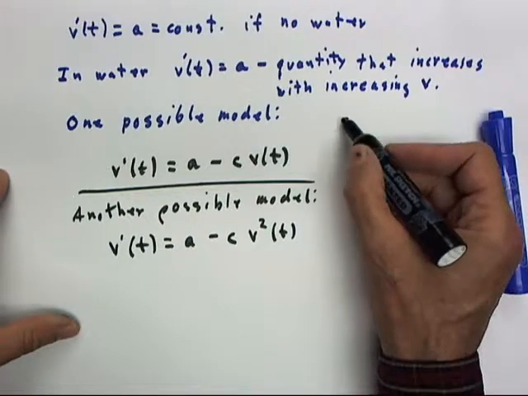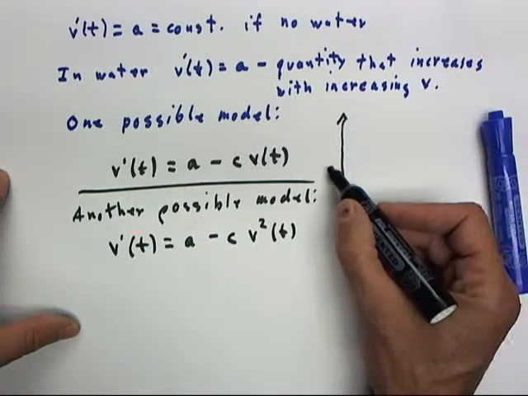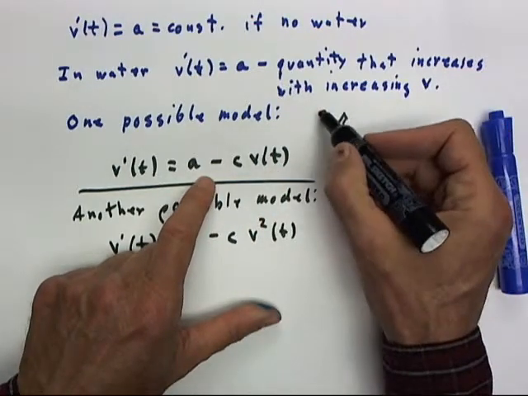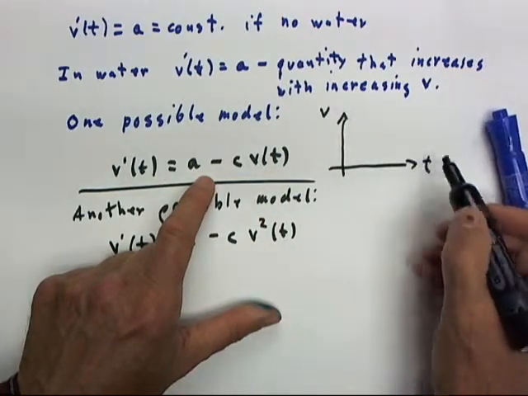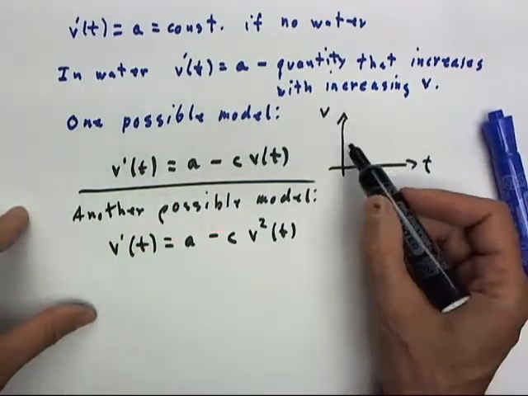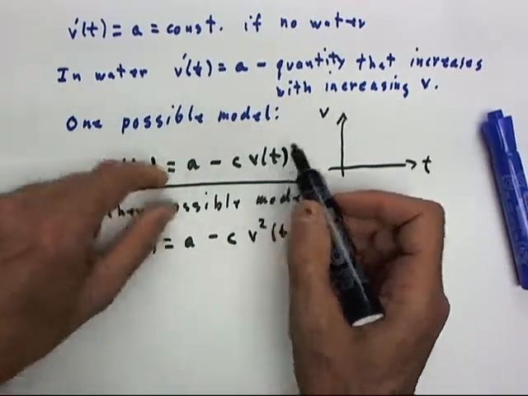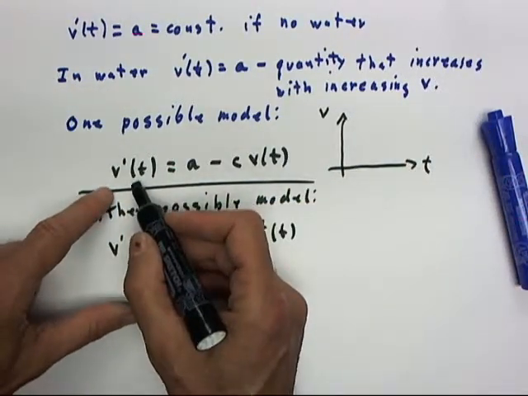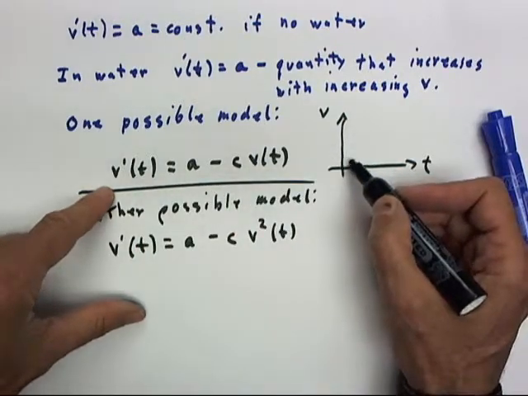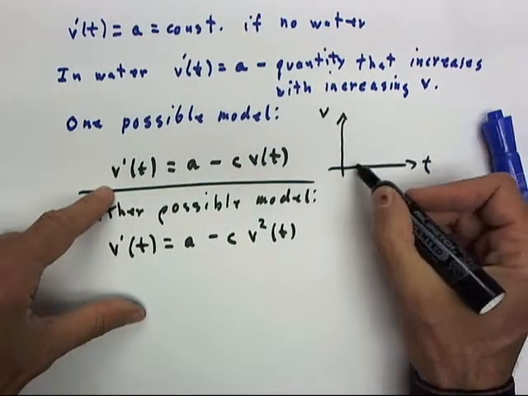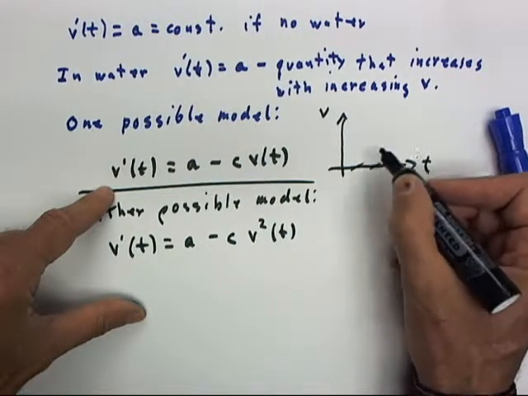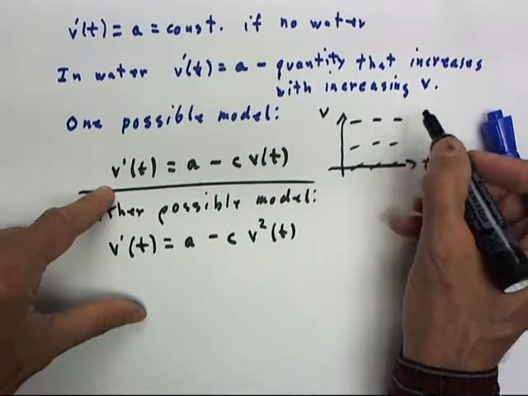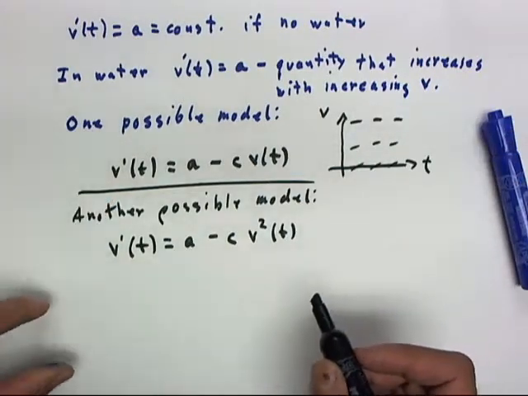Now again, for either of these models, if we know the value of the constant c, what we have here is a rule that if we put the v and t coordinates of a point in the v versus t plane into this expression, we're going to get some number that's going to give us the slope, the rate at which the velocity changes. So we're going to get some sort of a slope field here, very similar probably to the ones that we've seen before, where the slope tends to decrease as the velocity increases.